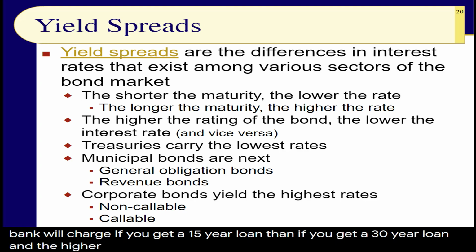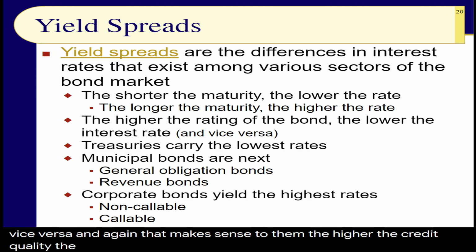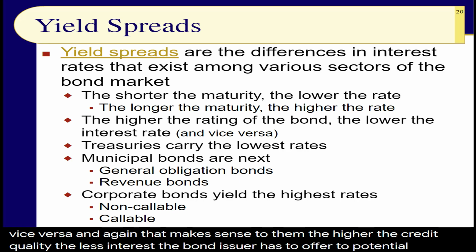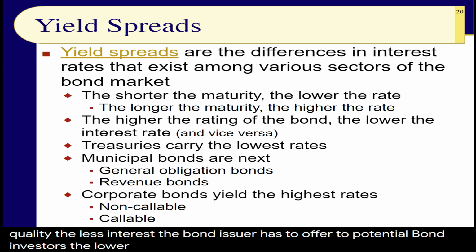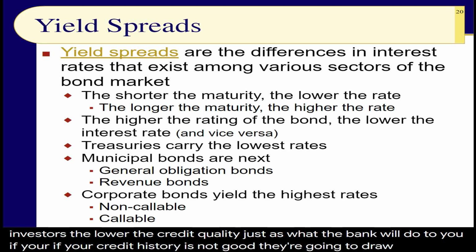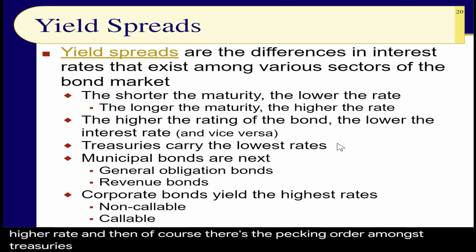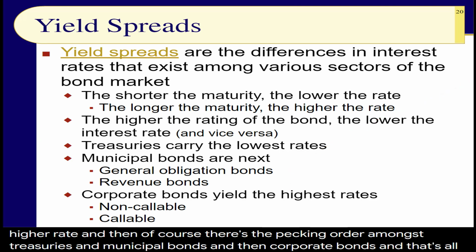And the higher the rating of the bond, the lower the interest rate and vice versa. And again, that makes sense too. The higher the credit quality, the less interest the bond issuer has to offer to potential bond investors. The lower the credit quality, just as what the bank will do to you if your credit history is not good, they're going to charge you a higher rate. And then, of course, there's the pecking order amongst treasuries and municipal bonds and then corporate bonds. And that all makes sense.